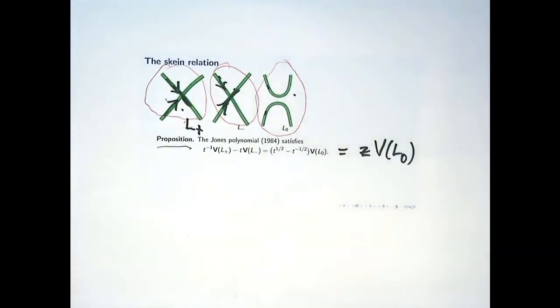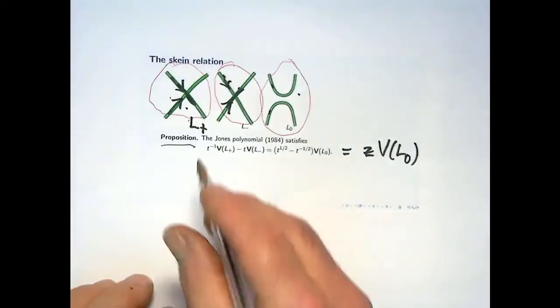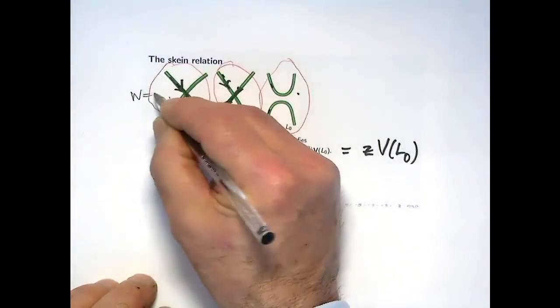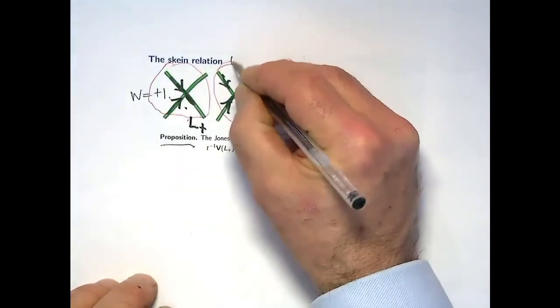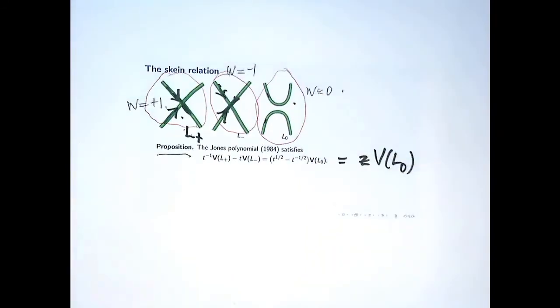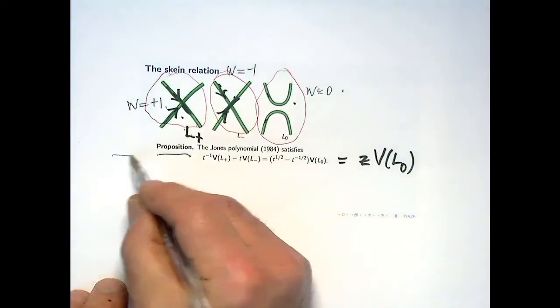We know that all we need to compute the Jones polynomial is the writhe and the Kauffman bracket. So in this example, the writhe is +1. In this example, the writhe is -1. And in this example, the writhe is 0. So that means all I have to do now is compute the Kauffman brackets, because then you can put it together with the definition, compute the Jones polynomial, and check this formula.